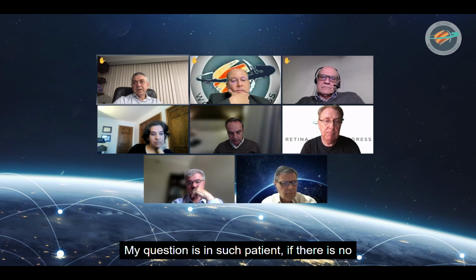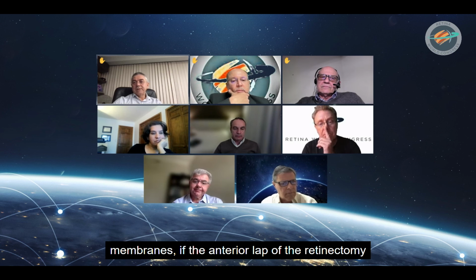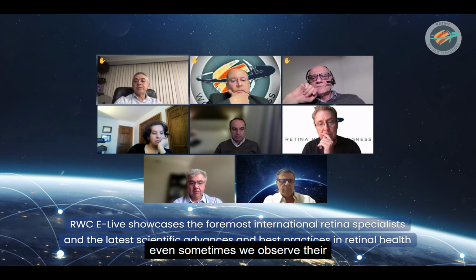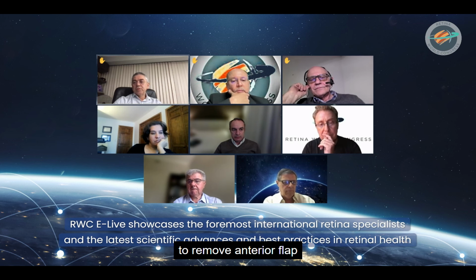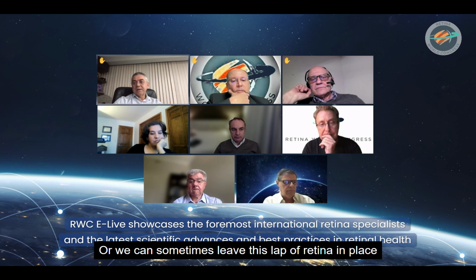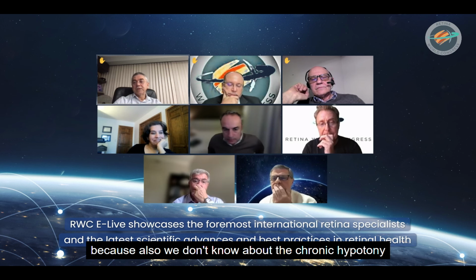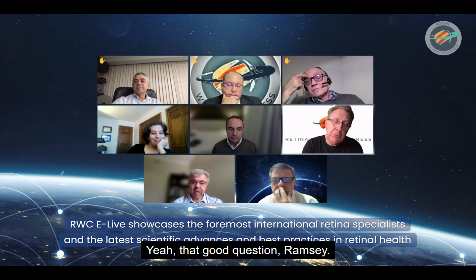My question is, in such a patient, if there is no anterior lip traction, if there are no cyclitic membranes, if the anterior flap of the retinectomy over the scleral buckle is attached, even sometimes we observe the lasers applied in previous surgery, do we need to remove the anterior flap of the retina in all such patients, or can we sometimes leave this flap of retina in place? Because also we don't know about chronic hypotony, and to prevent a large retinectomy, to prevent hypotony. What do you think about that? Yeah, that's a good question, Ramsey.